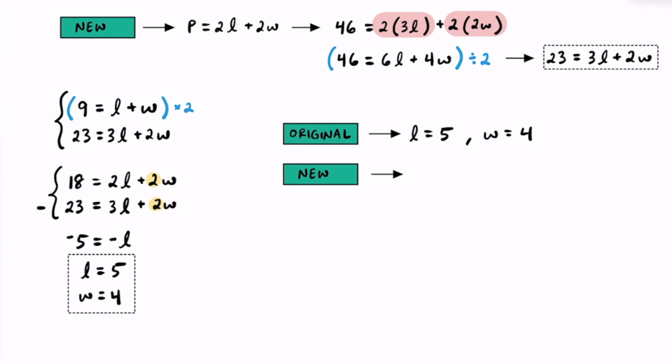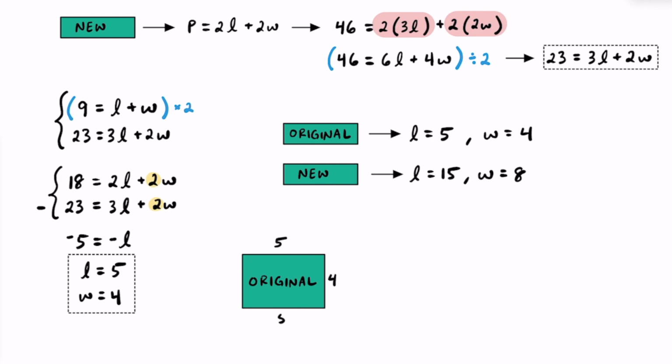And then for the new rectangle, we know the length is going to be tripled, so it is going to be equal to 15 inches, and the width, which is going to be double what we said, double 4, is going to be 8 inches. And so if we visually want to see what this looks like for the original rectangle, if we have 5 and 4, and 5 and 4, if you tried to find the perimeter of this, you can see that 5 plus 5 is going to be 10, and then 4 plus 4 is going to be 8, so 10 plus 8 does get you a perimeter of 18 for the original rectangle.